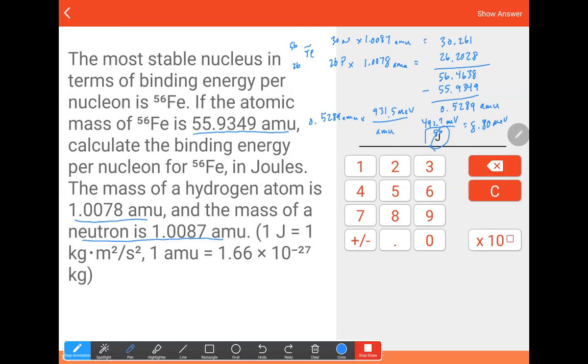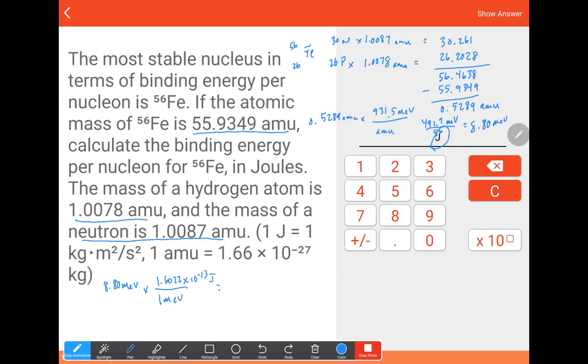So here we could convert from MeV to joules. So I showed you that number once, 8.80 MeV. And then you could say times 1 MeV is 1.6022 times 10 to the minus 13 joules. So that would be one way to do it.